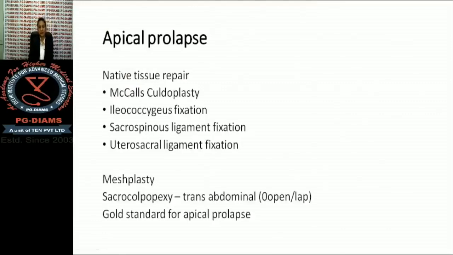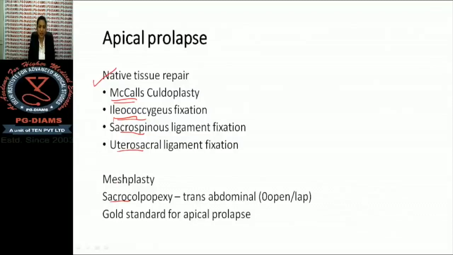Now, apical prolapses. For apical prolapses, you have certain native tissue repair methods. Now, the names are only important. You're not expected to know what is done in these procedures. Like they just asked you sacrocolpopexy is done for which compartment. They didn't ask you what is done or what kind of mesh is used in sacrocolpopexy. So you have to have an idea which procedure is done for which compartment basically. McCall's culdoplasty, iliococcygeus fixation, sacrospinous ligament fixation and uterosacral ligament fixation. These are all for apical prolapses, the prolapse of uterus, cervix or vagina.